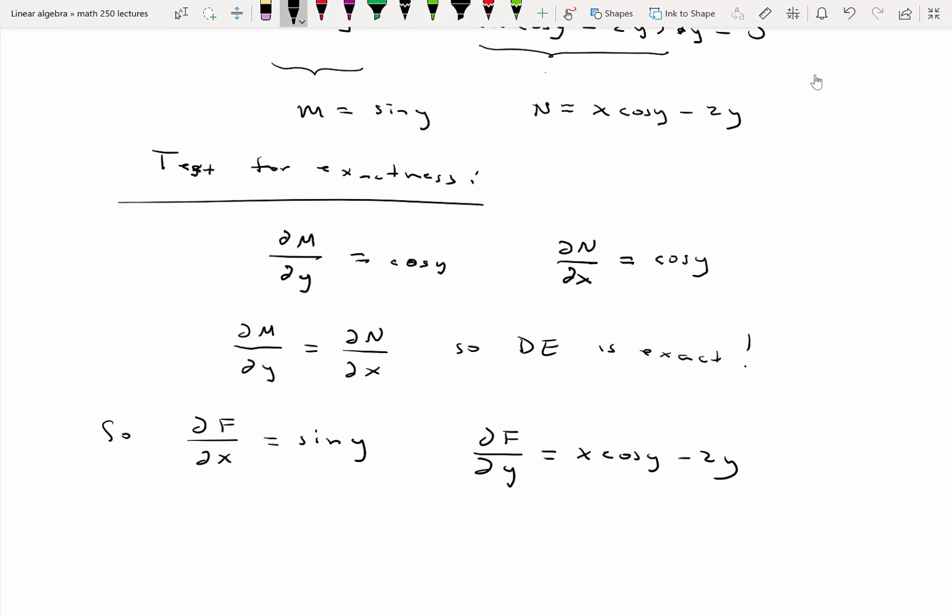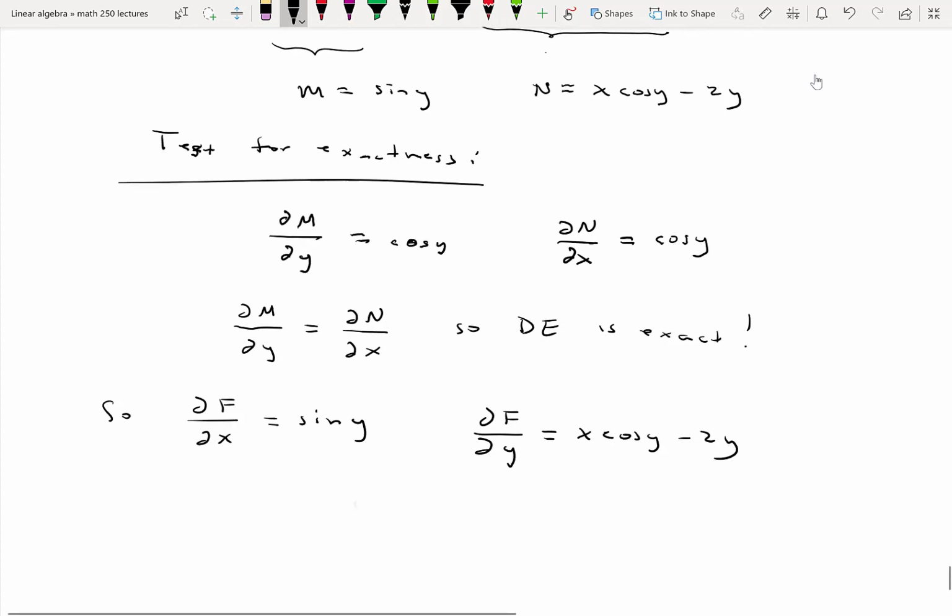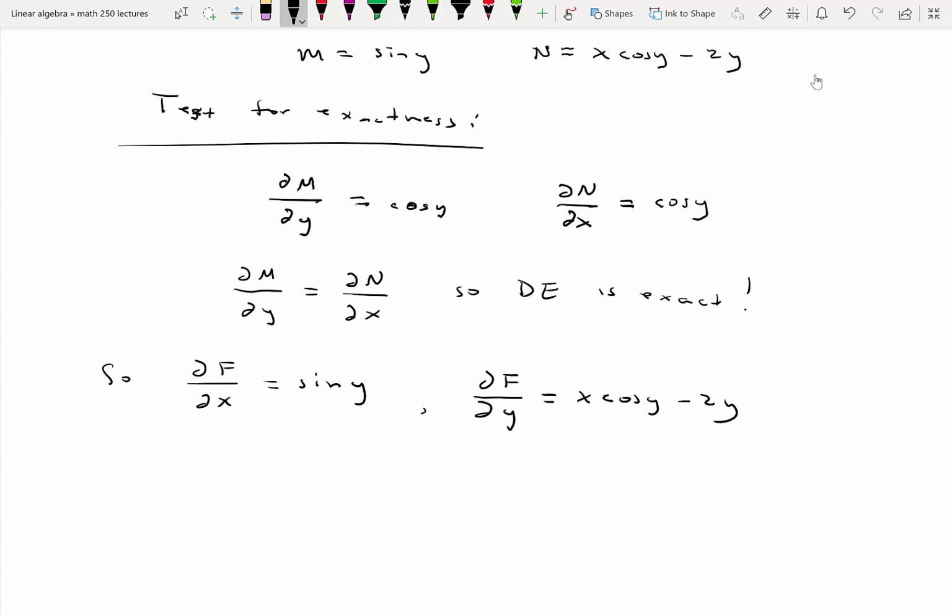So here goes the method. Take the first derivative here, the partial with respect to x, and integrate both sides of this differential equation with respect to x. So the function then is the integral of the derivative with respect to x. We integrate that with respect to x, so it's the integral of sine of y with respect to x.